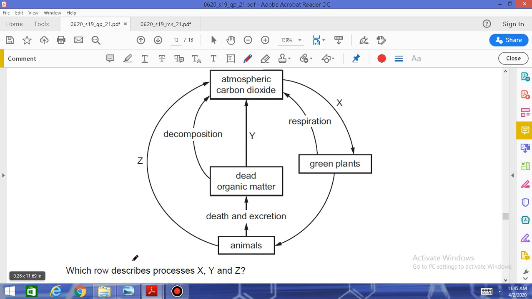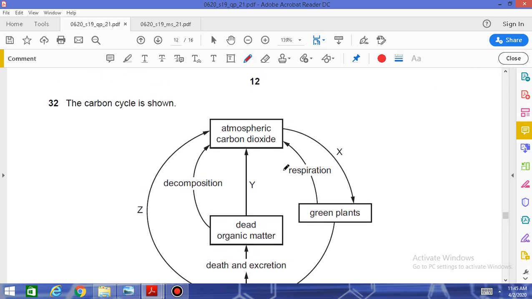32. Which row describes processes X, Y, and Z? Okay, let's see process X first. Atmospheric carbon dioxide. So the carbon dioxide from the atmosphere is obtained by green plants for photosynthesis. Photosynthesis, right?